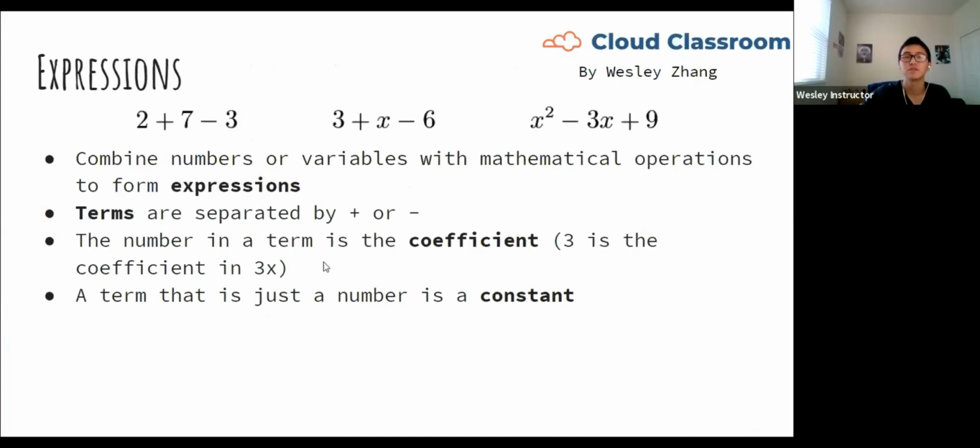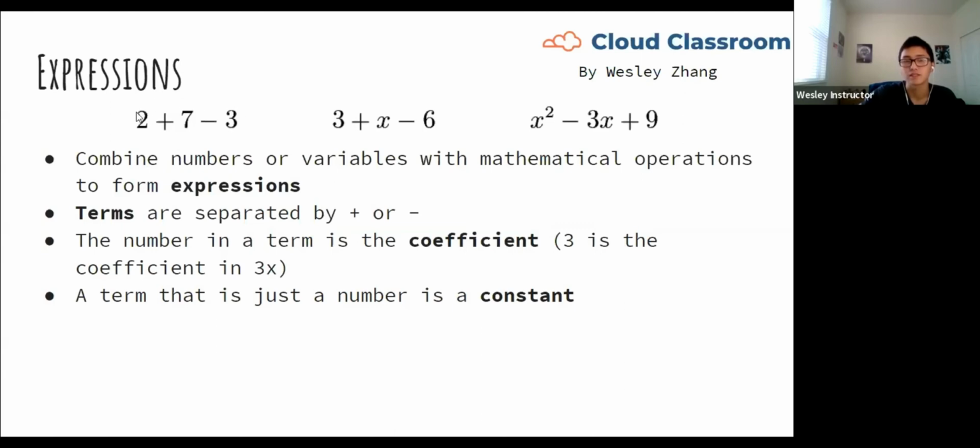So expressions. Expressions are basically a combination of numbers and variables and mathematical operations. So basically expressions are like equations, but they don't have an equal sign. So if you guys look here, we have 3 expressions. So 2 plus 7 minus 3. There's no equal sign in any of these. So these are all expressions.